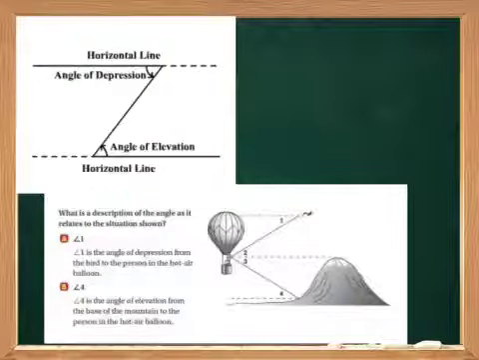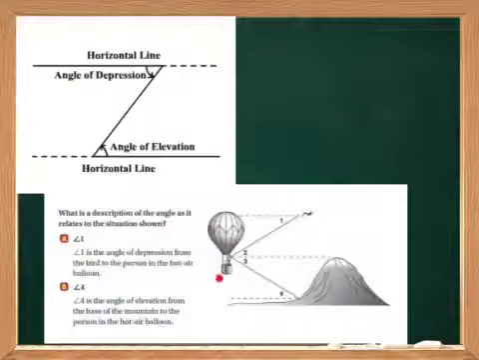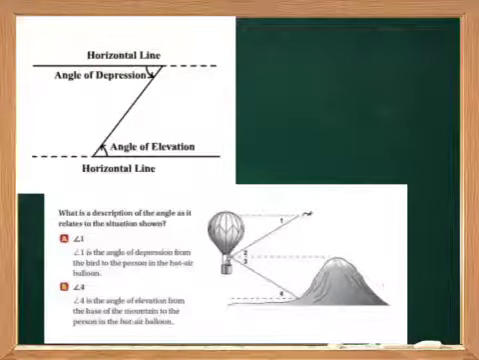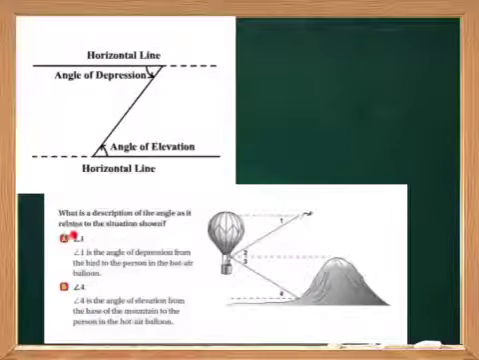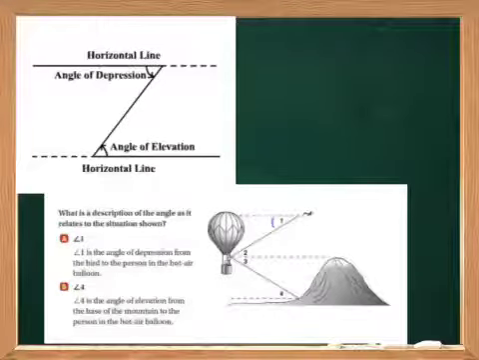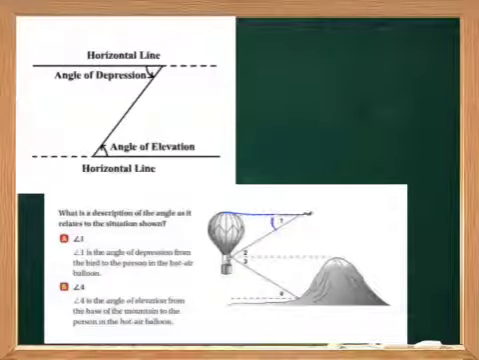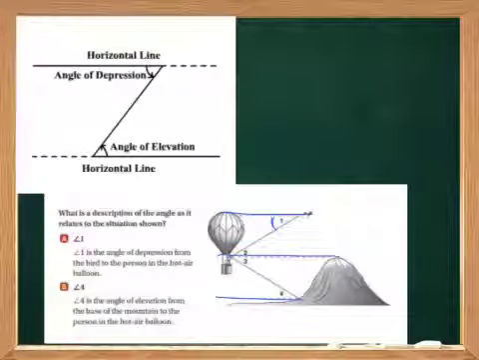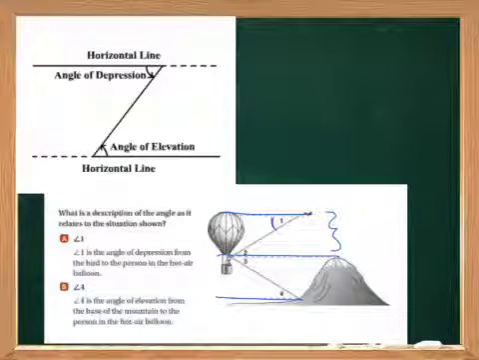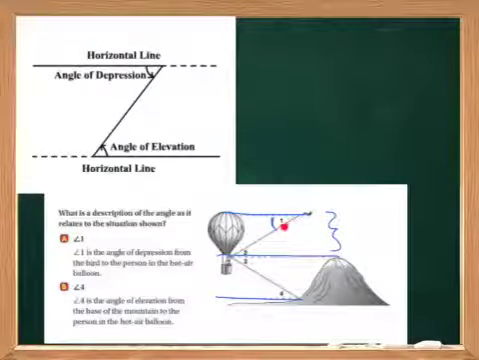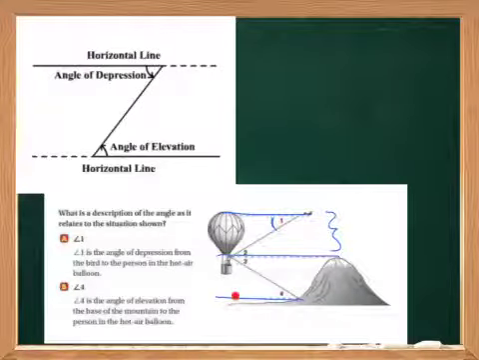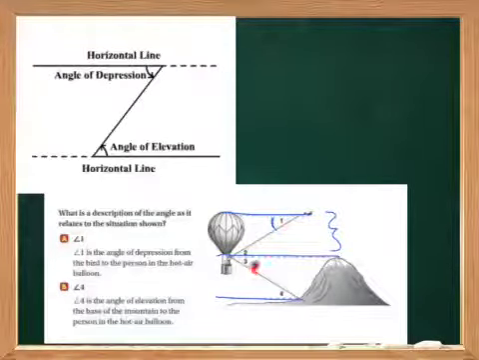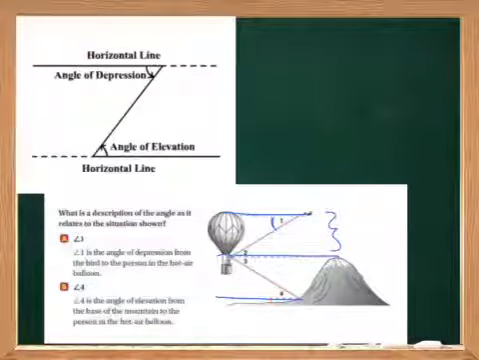So this first example, you can just draw a sketch of the picture. You don't have to draw the air balloon and everything else. What is a description of the angle as it relates to the situation below? Angle 1 is this angle. We have our top horizontal line, a middle horizontal line, and a bottom horizontal line. If we're looking in this picture, this is an angle of depression, and this is an angle of elevation.